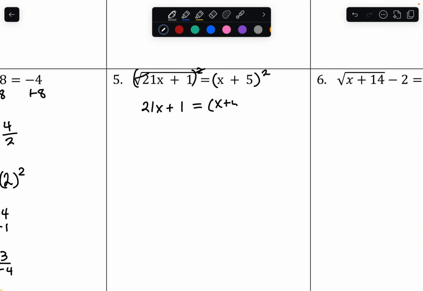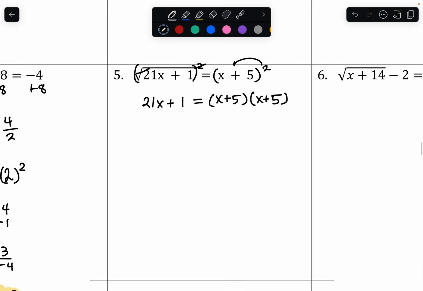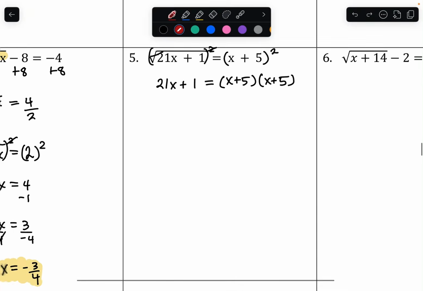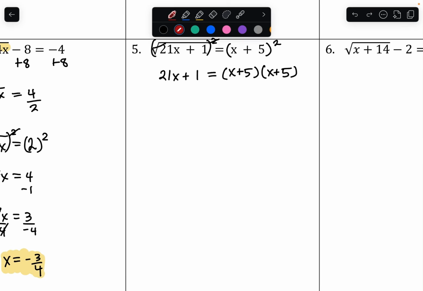x plus 5 squared is the same as x plus 5 times x plus 5. Write it out like that because often it's tempting to distribute that. You cannot distribute that, so do not fall for that. People make that mistake every time, and then you're going to get a very wrong answer. By writing it out twice, it prompts you to FOIL it. x times x is x squared. x times 5 is 5x. 5 times x is 5x. And then 5 times 5 is 25.